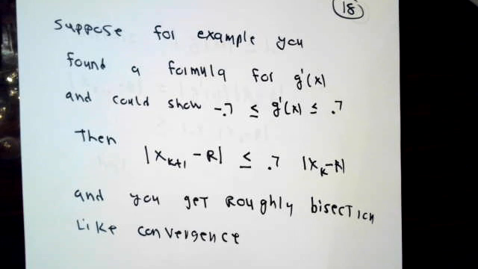If you knew that g prime of x never got bigger than 0.7 and never got smaller than negative 0.7, then the error at step k+1 couldn't be any bigger than 7/10 of the error at the previous step, and you'll get roughly bisection-like behavior again, except it's not going to be quite as good as bisection. Bisection guarantees you that the error at the next step is no more than 1/2 times the error at the previous step. But in any case, if I know that the derivative is small, then things are good.